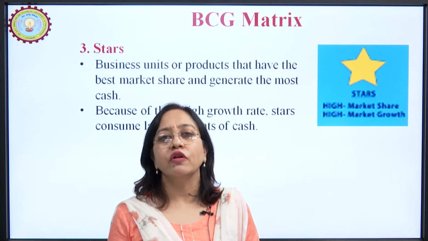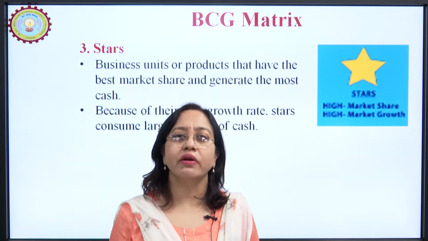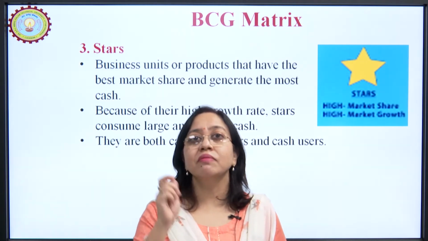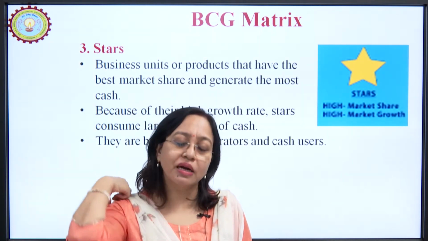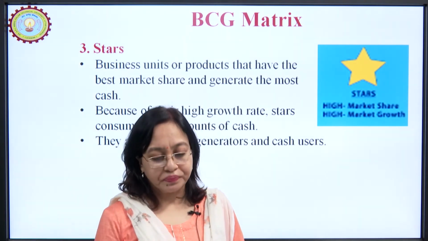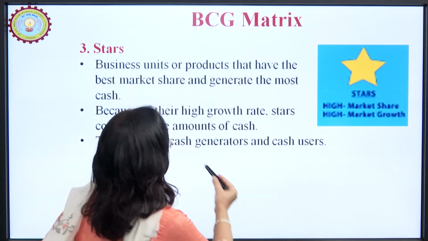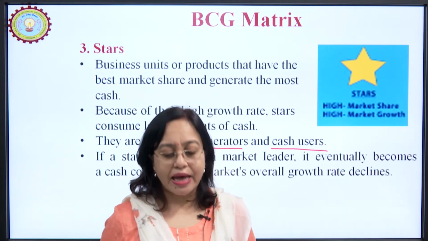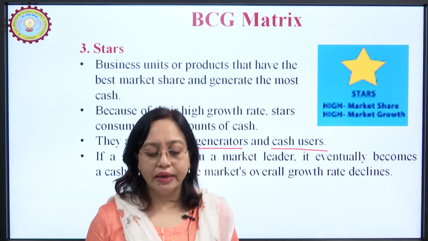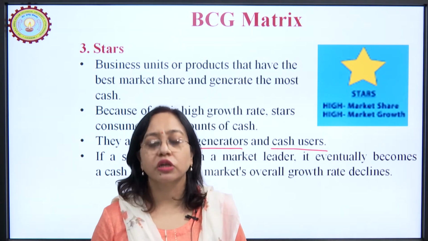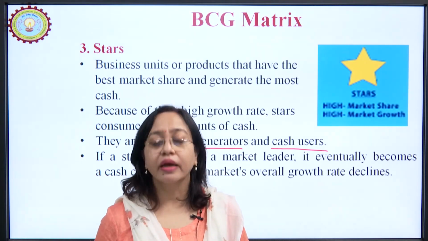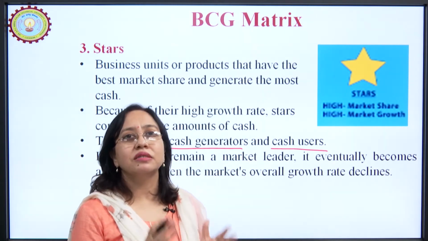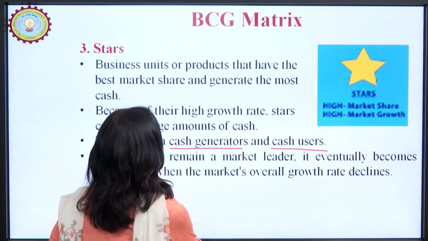So, they are kind of a self-fulfilling cycle, wherein they generate a lot of cash and they are also consumers of a large amount of cash. So, the maximum disposable cash is coming through cash cows. We can say that stars are both cash generators and cash users. Then if a star can remain a market leader, it eventually becomes a cash cow when the market's overall growth rate declines. So, when a business becomes a star, then after some time it becomes a cash cow.